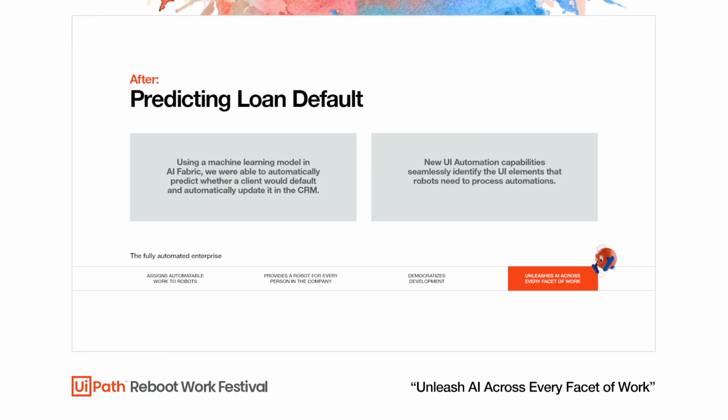To recap, using a machine learning model, we were able to automatically predict whether a loan would default. The prediction was based on past data. Then, our new UI automation capabilities seamlessly identify the UI elements that robots need to interact with, making it even easier for an RPA developer to build resilient automations. As you can see, in a fully automated enterprise, AI is everywhere.